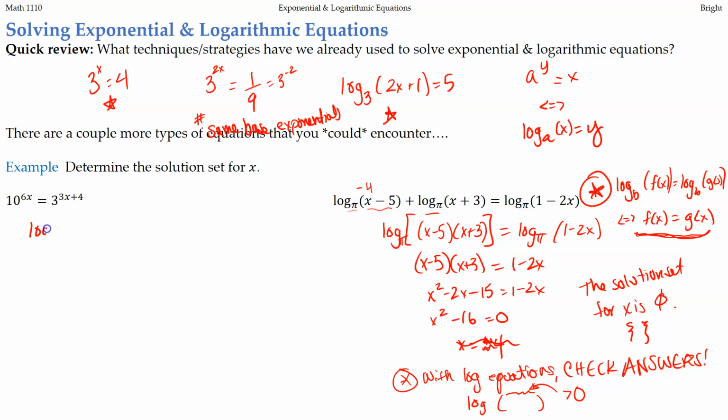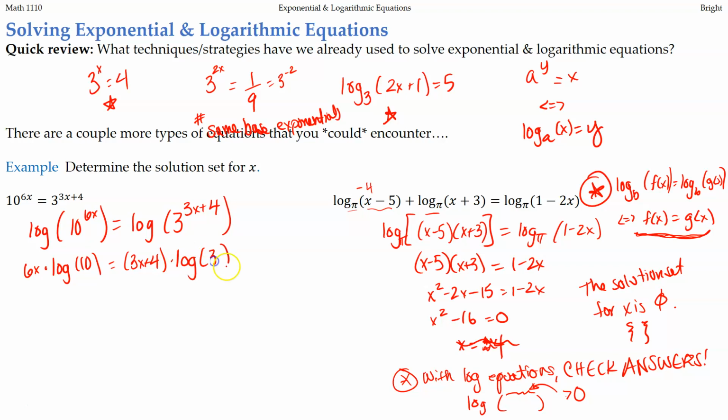So if I take the log of both sides, I literally just write log of the left-hand side and log of the right-hand side. Again, this is valid because I'm doing the same thing to both sides. Now I can use properties of logarithms. Oh, I have powers. That can come out in front. So 6x times log of 10 is equal to, and then this would be 3x plus 4. I need parentheses, please. Remember your parentheses. Log of 10, I just know that's 1, so the left-hand side is just 6x.